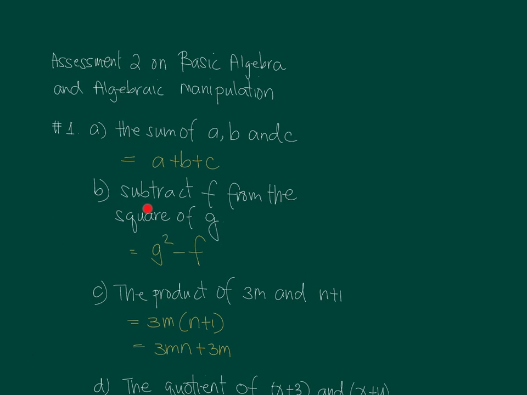In letter B, we need to subtract F from the square of G. Okay, so coming from the square of G, that's G squared, you are going to subtract F from it. So subtract F from the square of G is G squared minus F. Note, F minus G squared is wrong because that means you're subtracting G squared from F. But the statement clearly says subtract F from the square of G.